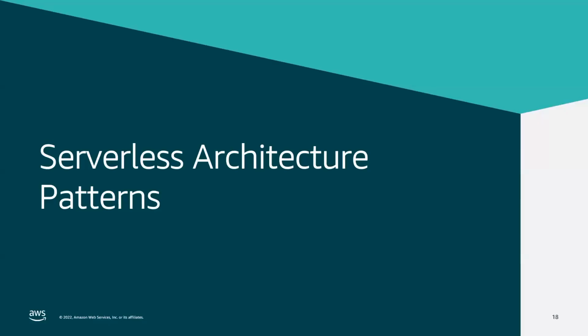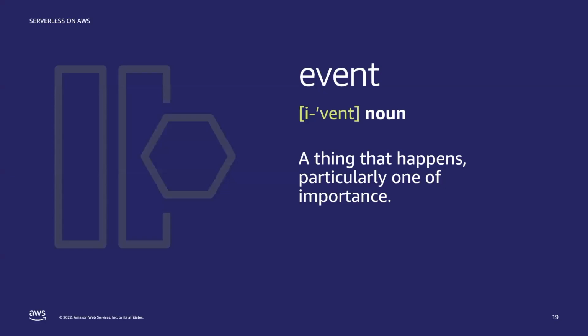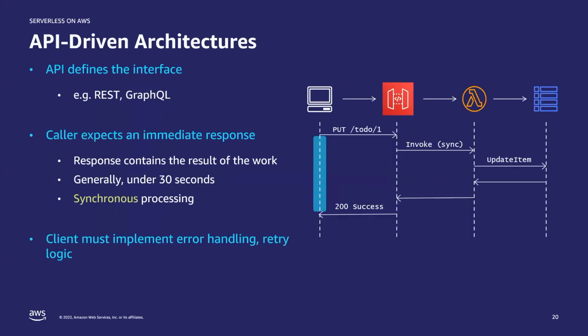So just some generic patterns that we'll go over at a high level, just to give some more ideas of serverless architecture and the patterns that it involves. Event, it's just something that happens, right? So yeah. So API-driven architectures, API defines the interface.